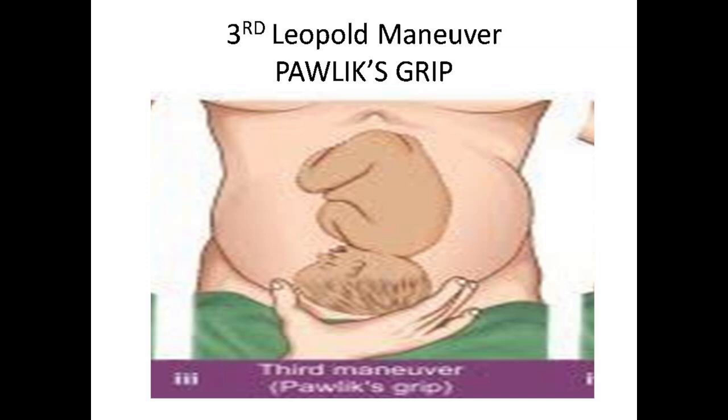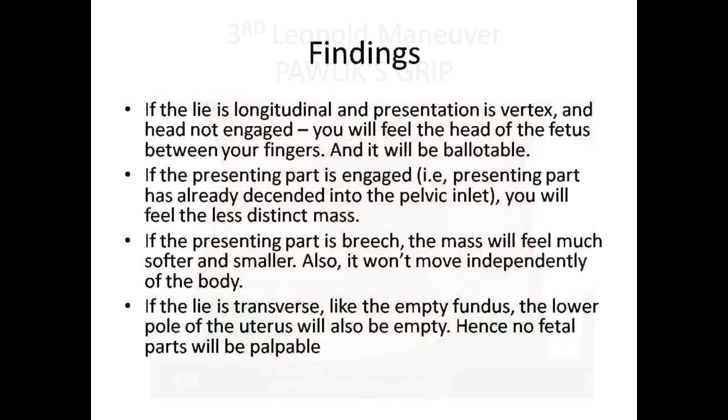As shown in the image, with the help of one hand, can you see there? The thumb is on one side and the other four fingers are on the other side. The other hand is not shown, but usually you support the fundus with your left hand, and with your right hand you grasp the lower pole of the uterus. Whatever you feel there, you try to move between your thumb and the remaining four fingers. After doing this, what are you going to find?